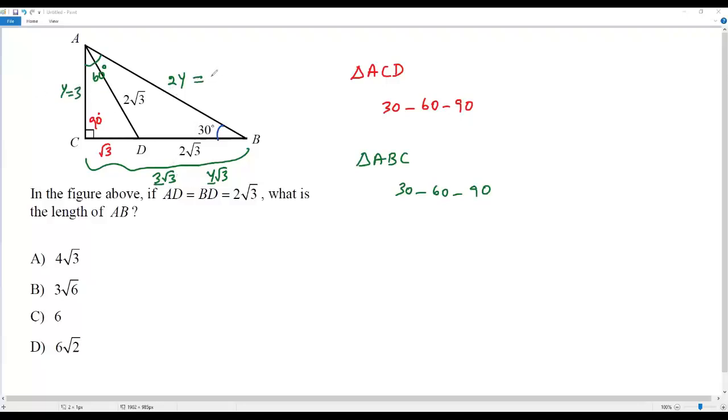So when y is equal to 3, what's the value of 2y? We have to plug in 3 for y. So 2 times 3, which is 6. Now I got the length of AB. AB equals 6 units. So the correct answer choice for this question is option C.